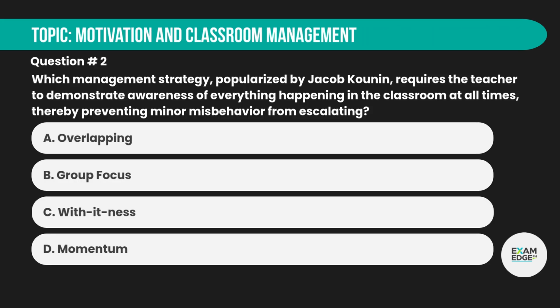Question number 2. Which management strategy, popularized by Jacob Kounin, requires the teacher to demonstrate awareness of everything happening in the classroom at all times, thereby preventing minor misbehavior from escalating? A. Overlapping. B. Group focus. C. With-itness. D. Momentum.